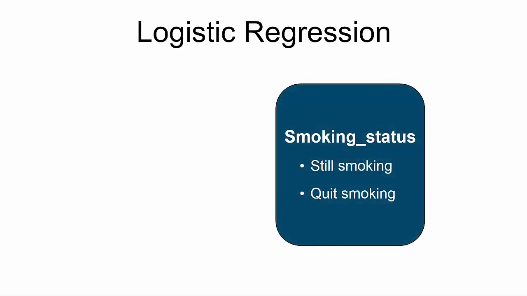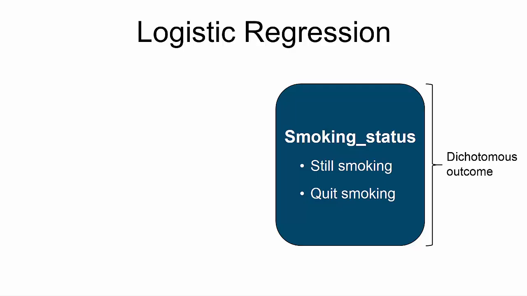Logistic regression assesses the relationship between a variety of predictor variables and an outcome variable. In this example, we have outcome data from a variety of participants of a smoking cessation program. The outcome variable indicates the smoking status of each participant at the conclusion of the program, either still smoking or quit smoking. Notice that in logistic regression, the outcome variable must be dichotomous, meaning it has two categories.